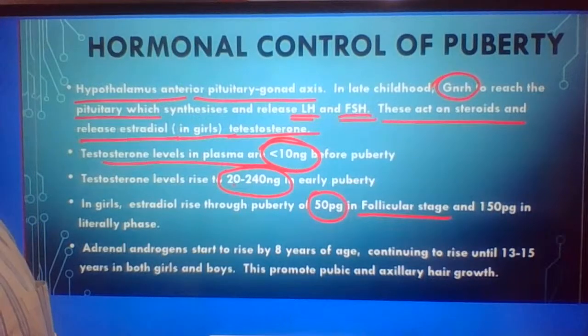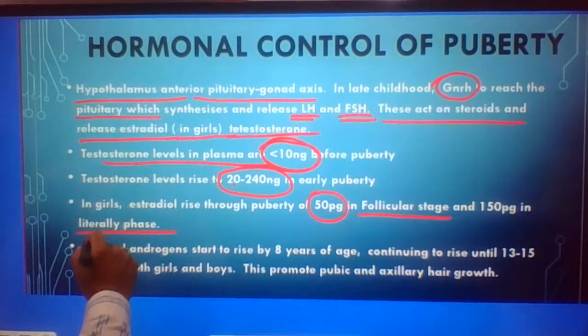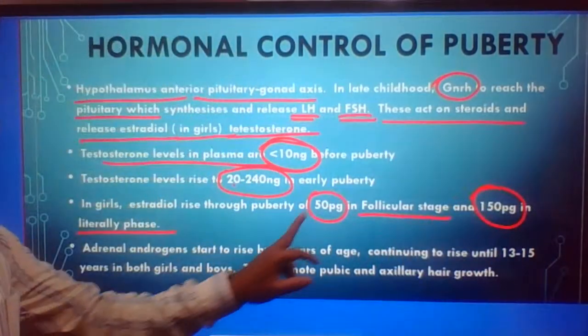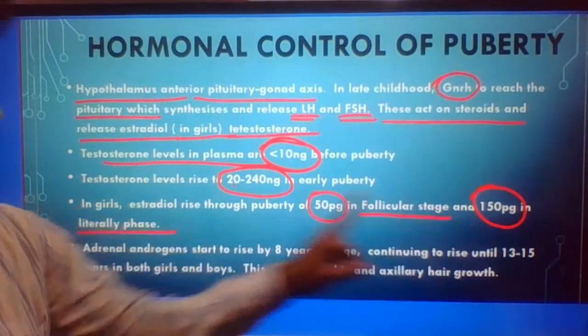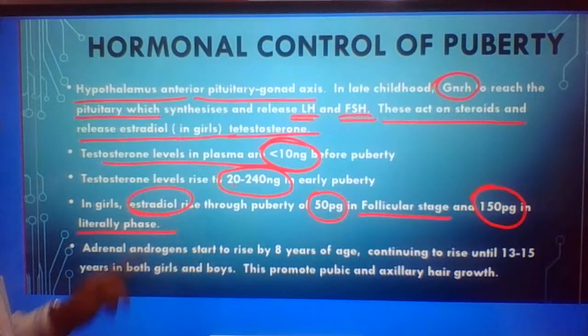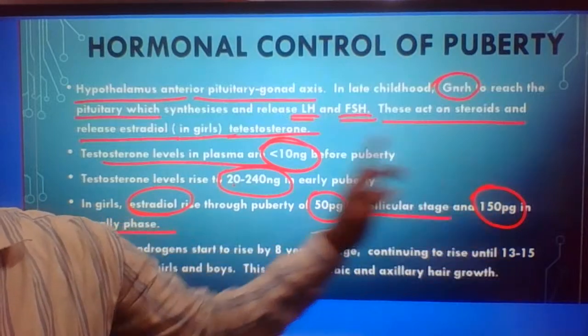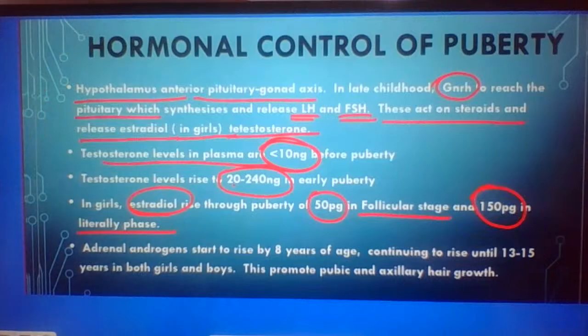It differs with the menstrual cycle. In the follicular stage it is 50 picogram, and in other phases, like the luteal phase, it is 150 picogram. So it increases from 50 to 150 picogram in case of the female, the hormone estradiol. Through puberty, as it goes from one phase to another phase, it will substantially change or increase.